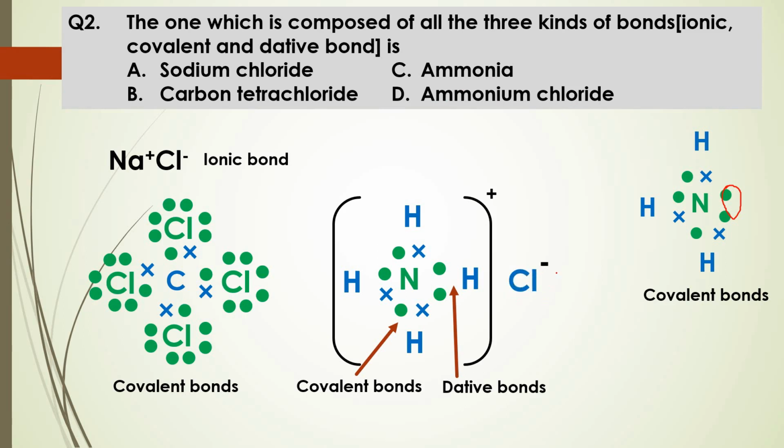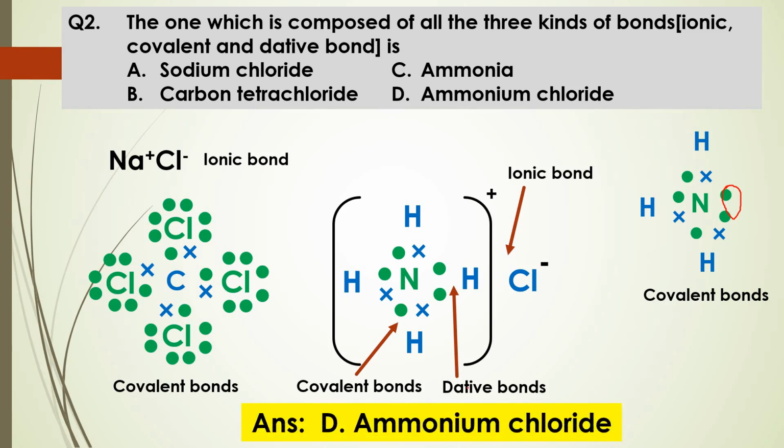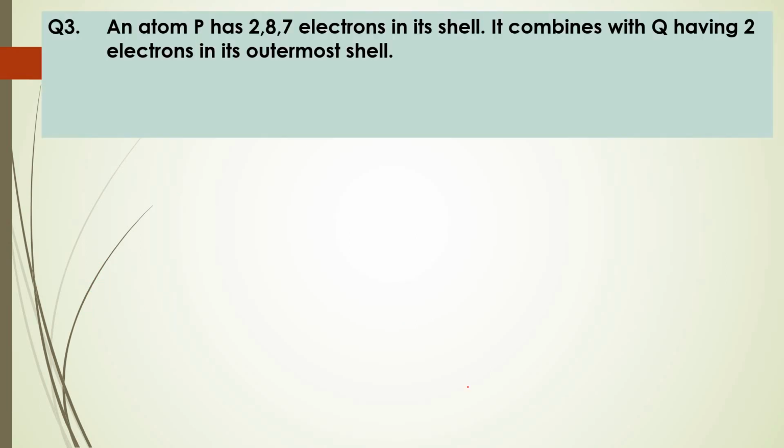So when the chloride ion comes close to the ammonium ion, these two oppositely charged ions attract each other by a strong electrostatic force of attraction, and that leads to the formation of ionic bond. So in ammonium chloride we have all three types of bonds: ionic bond, covalent bond and dative bond. So our answer to this question is option D, ammonium chloride. Is that clear? Now let's go to question number 3.